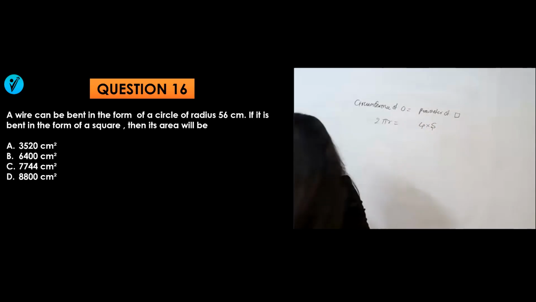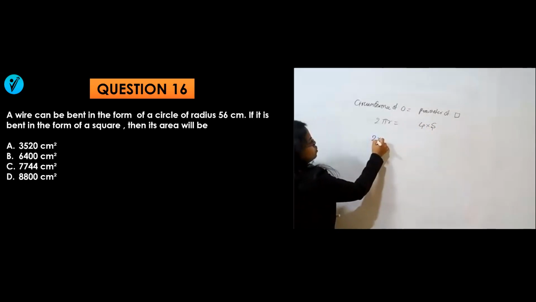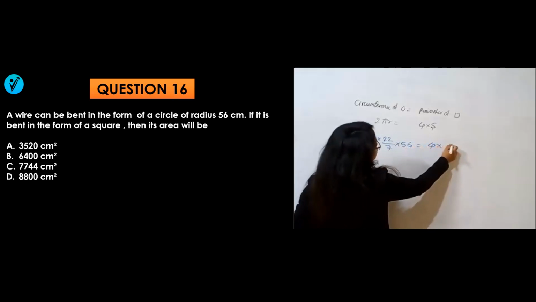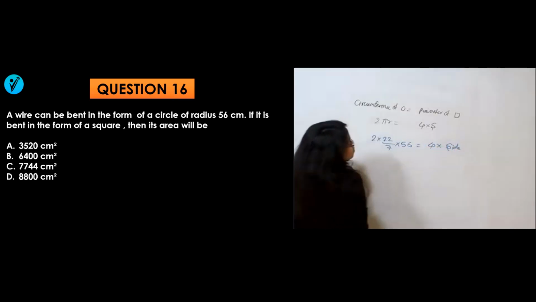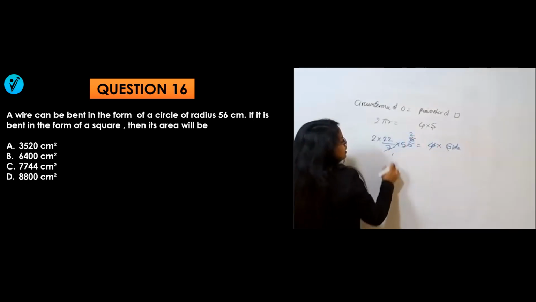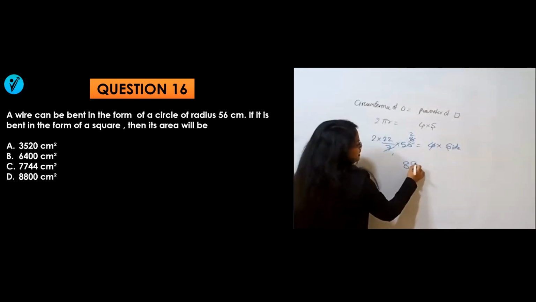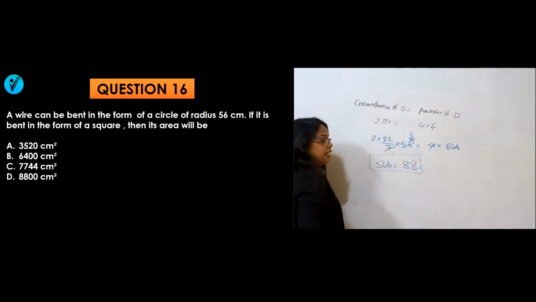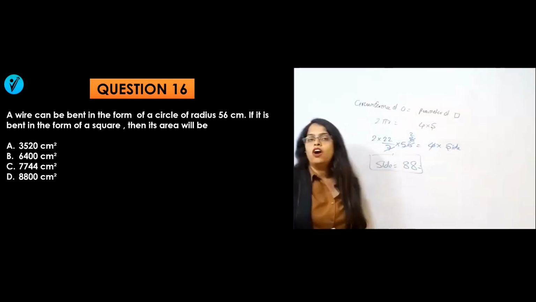So what is the r here? R they have given as 56. So 2 into 22 by 7 into 56 is equal to 4 into the side of the square. So what will it be? 7 ones are 7, 8 sevens are 56, 4 ones are 4, 2 fours are 8, so it will be 88. So the side of the square will be equal to 88. But they have asked what will be the area of the square.